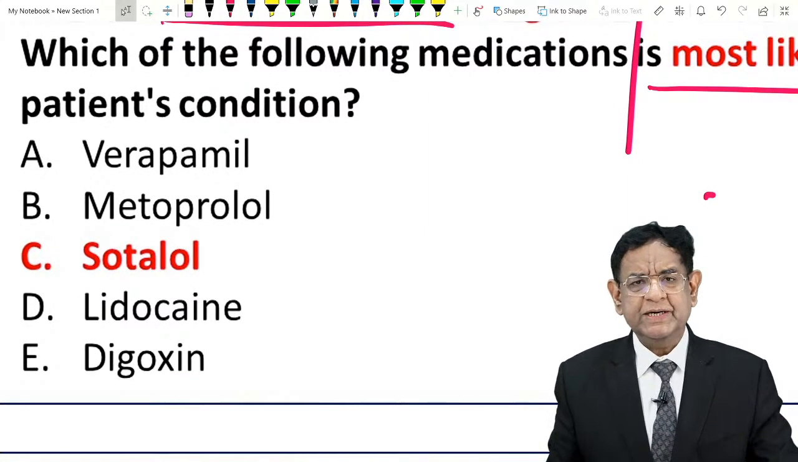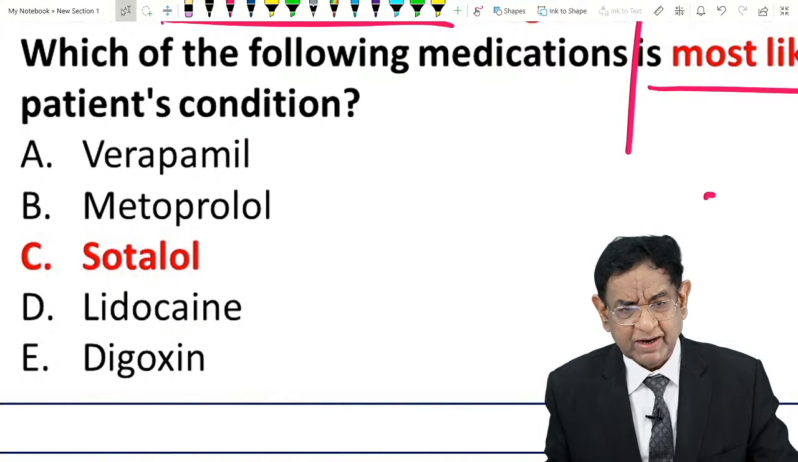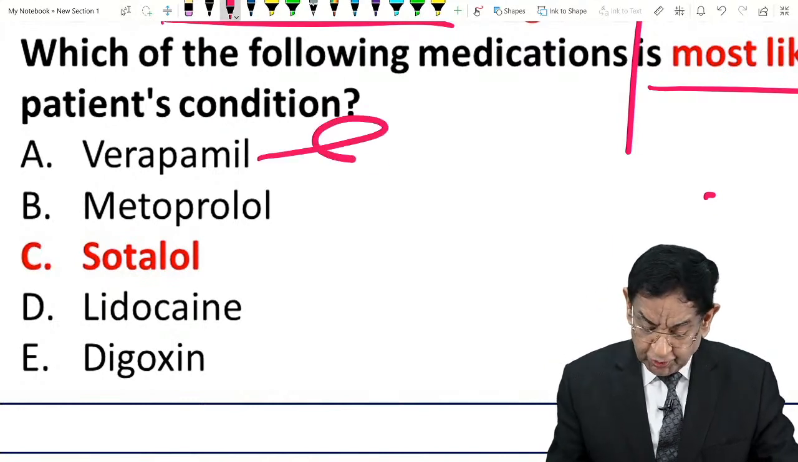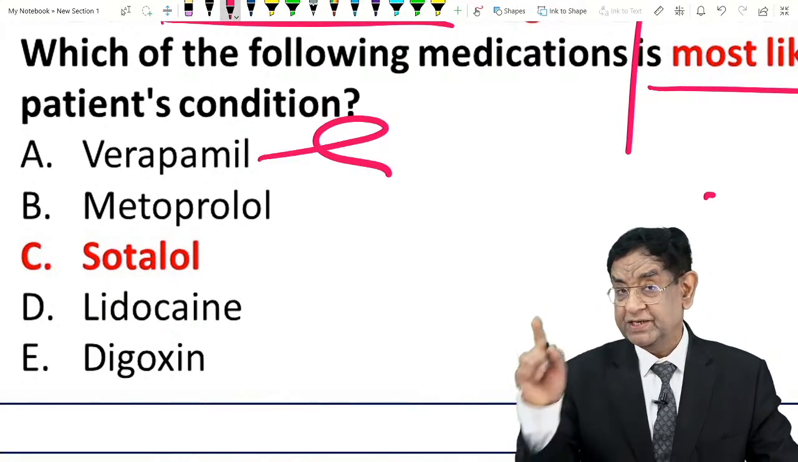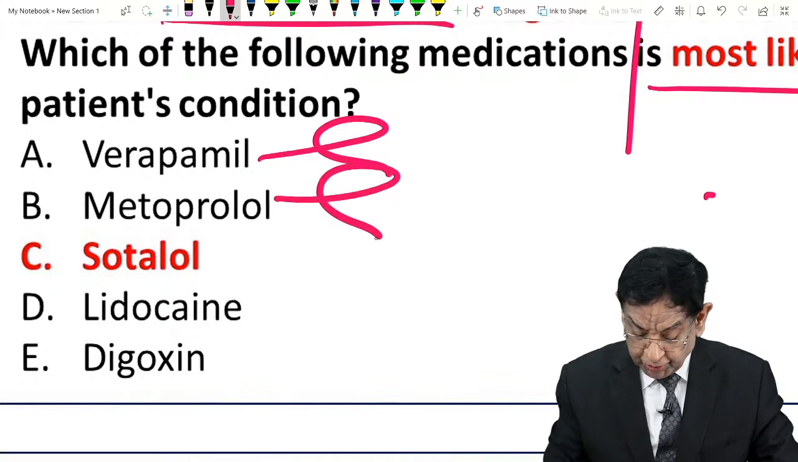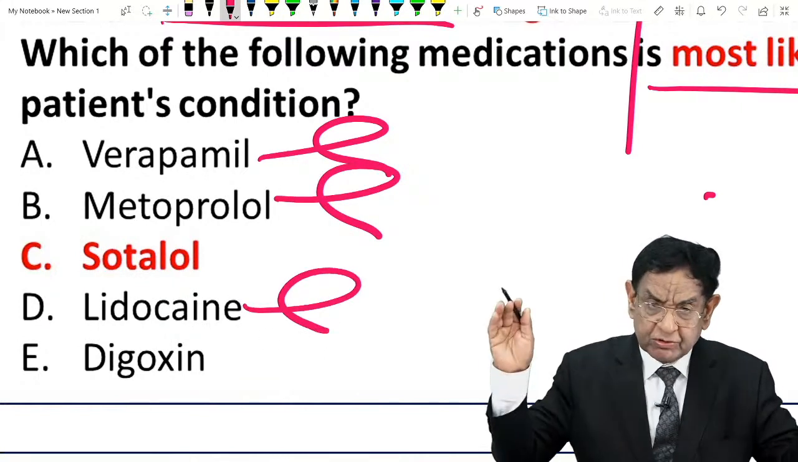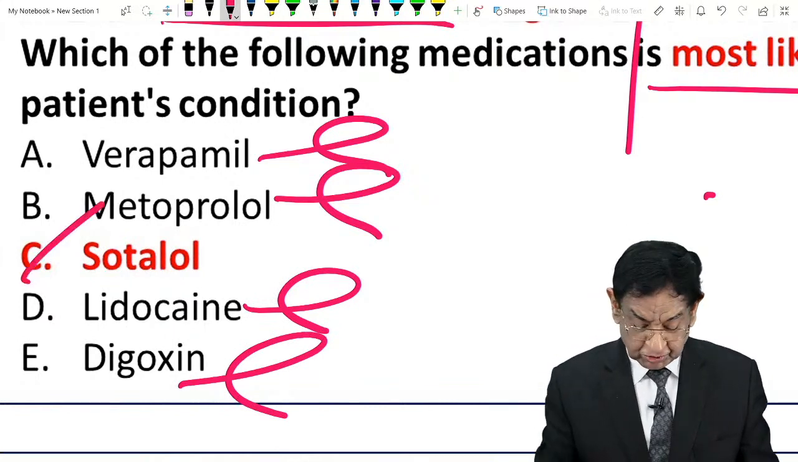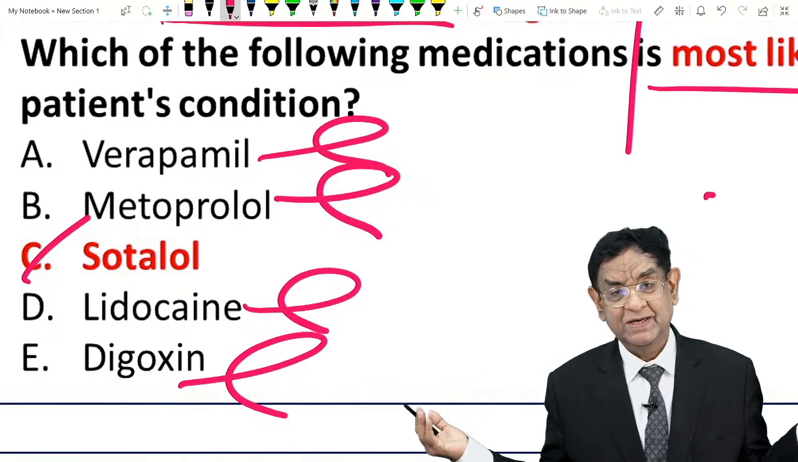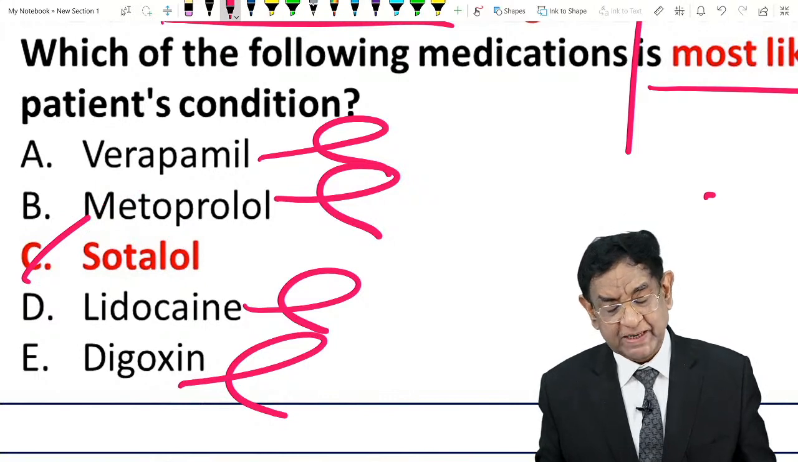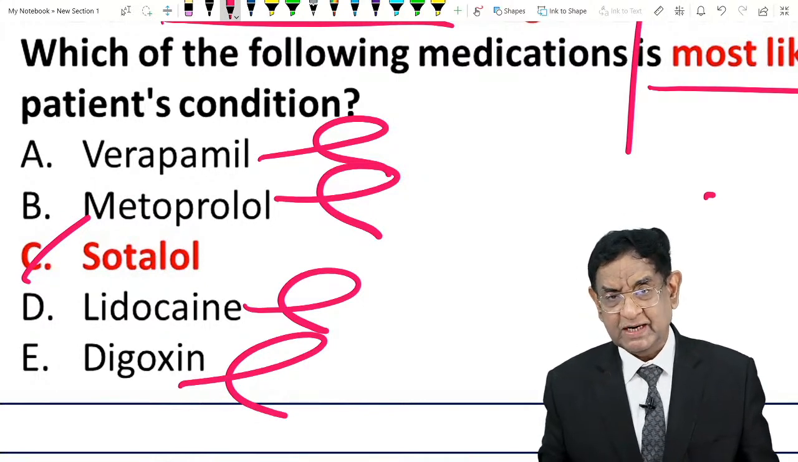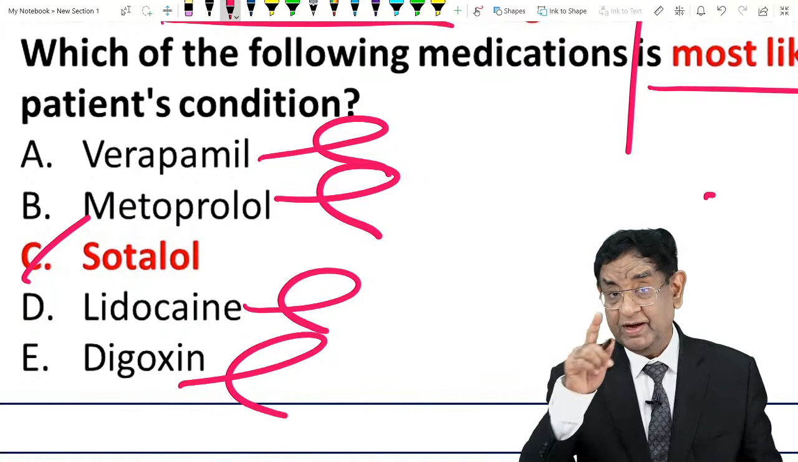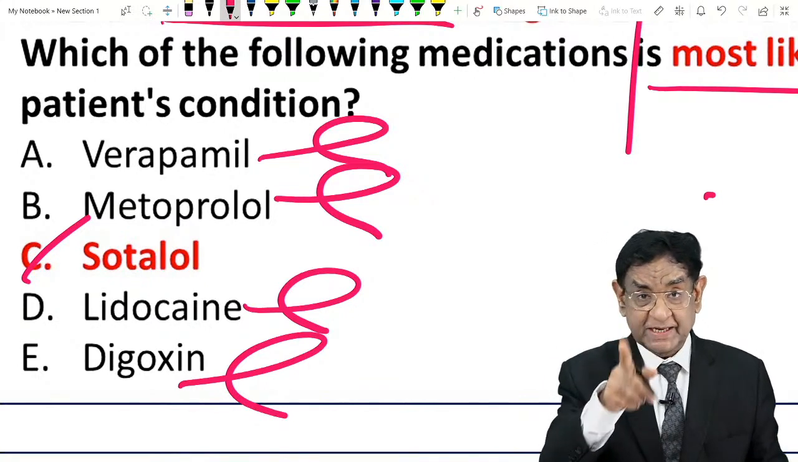You have to choose a drug which can lead to prolonged QT interval. Verapamil, no way. It doesn't lead to prolonged QT. Metoprolol, no. Lidocaine reduces QT. Digoxin has got no effect on QT. Sotalol is the answer. And this you can answer because your basics are clear. Sotalol is class 3, which leads to prolonged QT interval, but one thing is there.